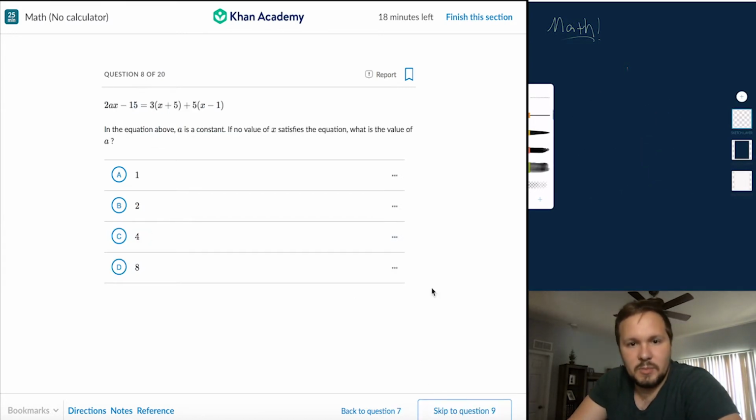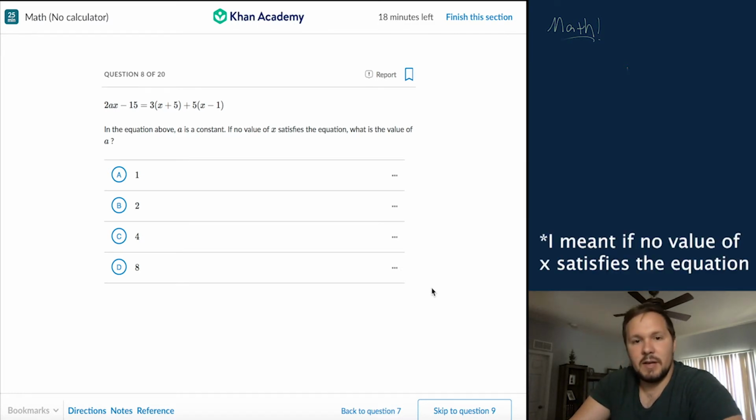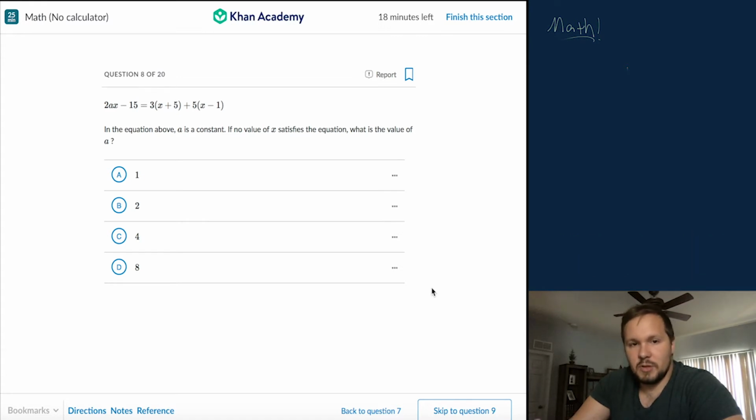All right, in the equation above, a is constant. If no value of x satisfies the equation, then what is the value of a? Okay, so if no value of x satisfies an equation, then that means that the slopes are equal for both sides, right? So that means that we want the coefficient, this 2ax, to be equal to the coefficient for x on the other side. And I'll probably come back to this one as well and explain at the end a little bit more.